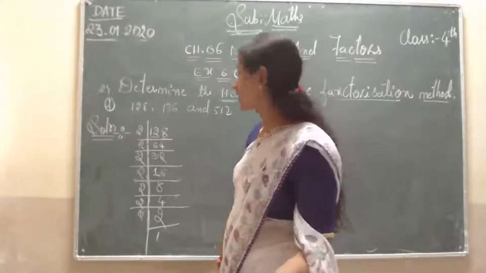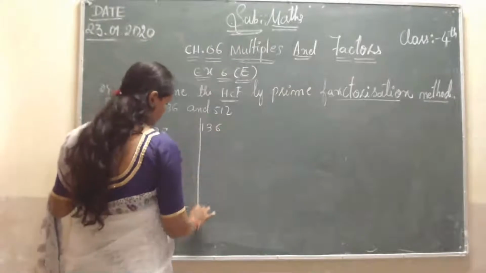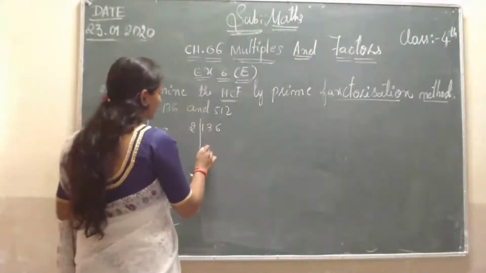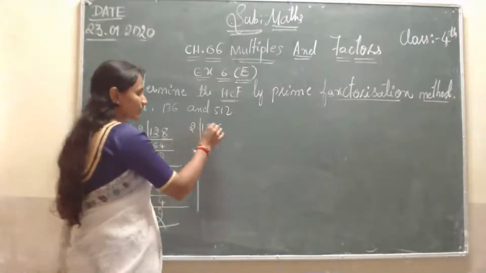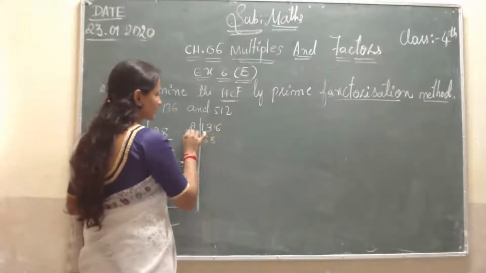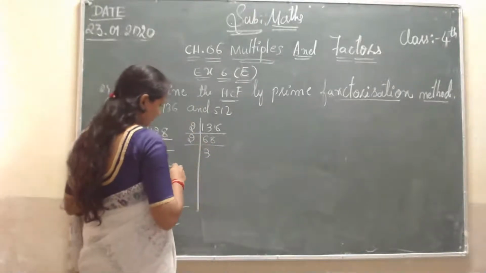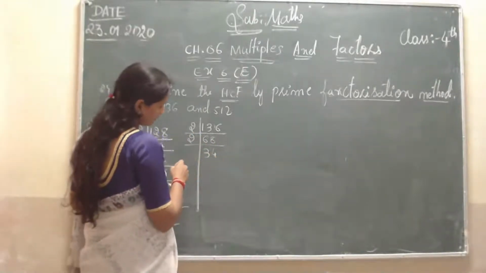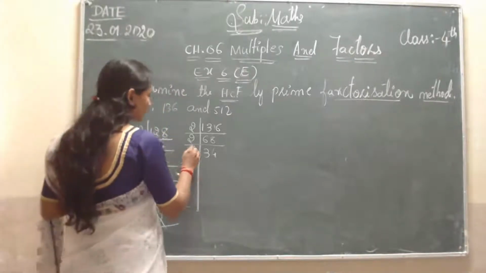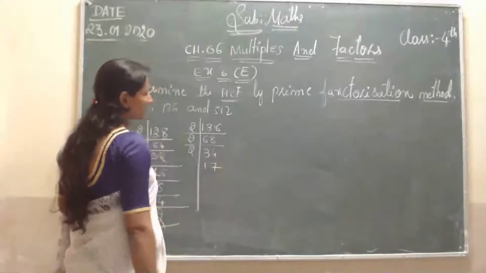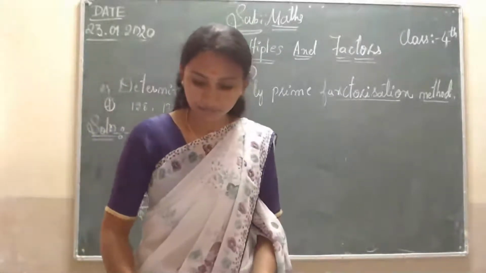Next you have to take 136. Students, in the same common division method, 2 sixes are 12, the remainder is 1, so 1 comes down to make 16. 2 eights are 16. Next, 2 threes are 6, 2 fours are 8, next 2 ones are 2, and 2 sevens are 14.